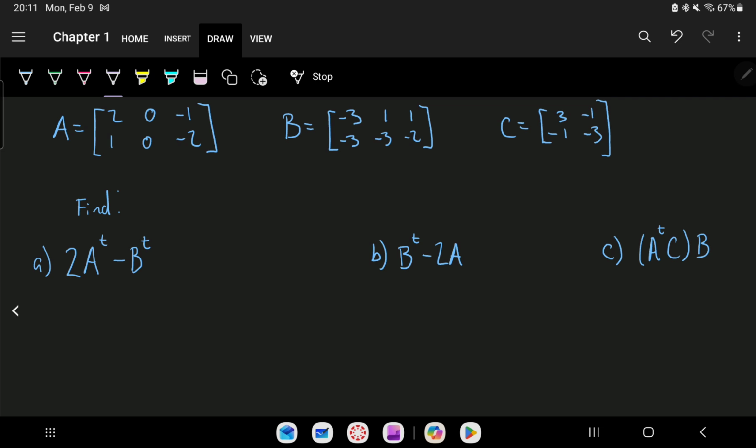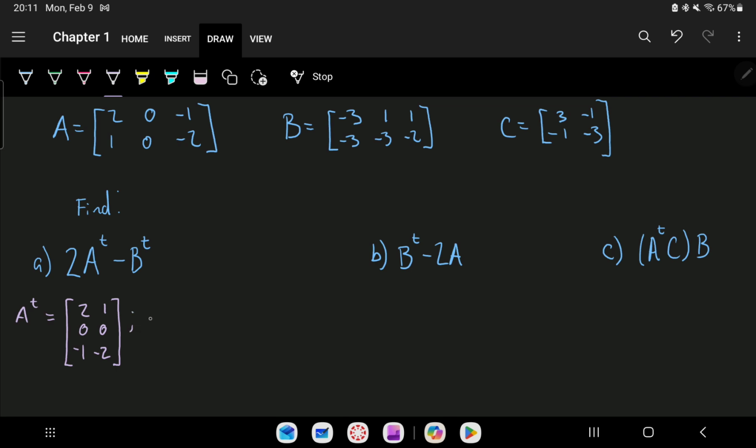So the way I like doing this is to just start by writing them all out. In fact, I'm not even going to start with 2A transpose. I'm going to start with A transpose. Remember, a transposition, we're just taking the rows of the original and turning them into the columns of the transposition. So if the first row of A is 2, 0, negative 1, then the first column of A transpose is going to be 2, 0, negative 1. Similarly, the second row of A is 1, 0, negative 2. So that is going to become the column of A transpose.